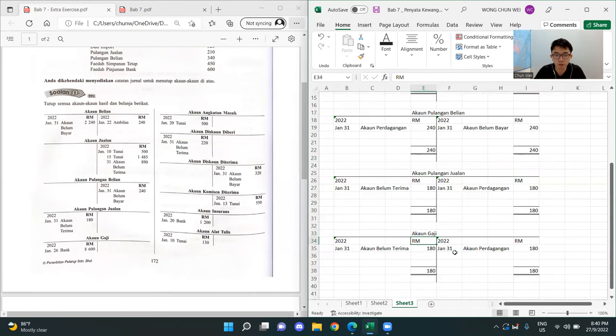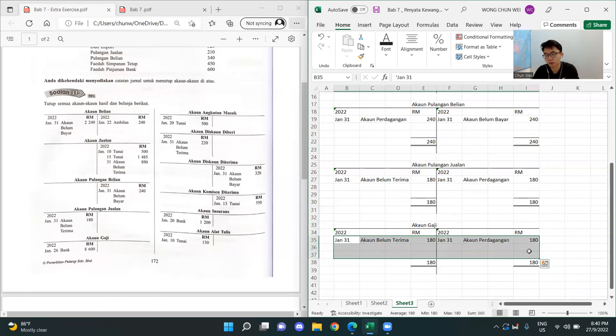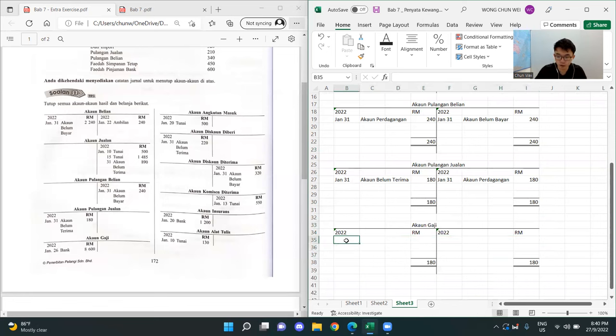This is a very simple, straightforward exercise. All right, so this is January 26. Here put bank, 8,600. So here will be 8,600 also, right? Jumlah. And here, the jumlah 8,600. Here will be 8,600 also. So, January 31st. So now, for gaji, mana kita letak gaji? Which penyata kewangan? The answer is, account untung rugi.